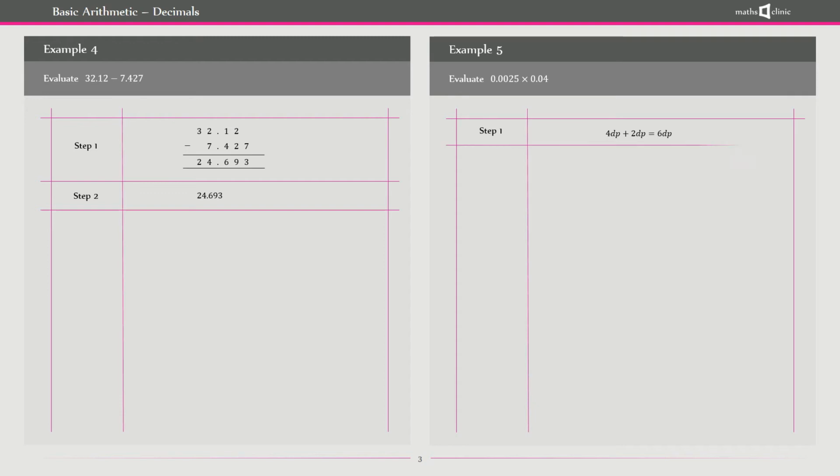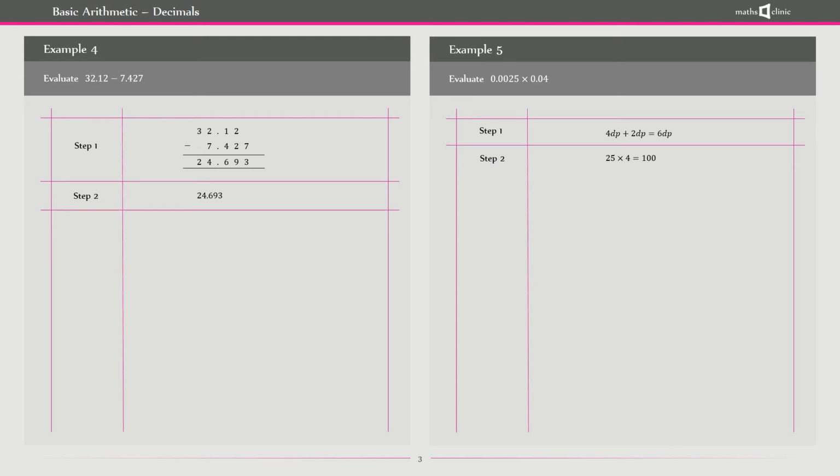So once you've established that you have 6 decimal places, step 2, you basically just extract the numbers. Forget about the decimal point for a second, and in 0.025, what you have is 25, and in 0.04, what you have is 4. So what we actually have is 25 times 4, and when you multiply 25 by 4, you have 100. Okay, so we've actually done the multiplication.